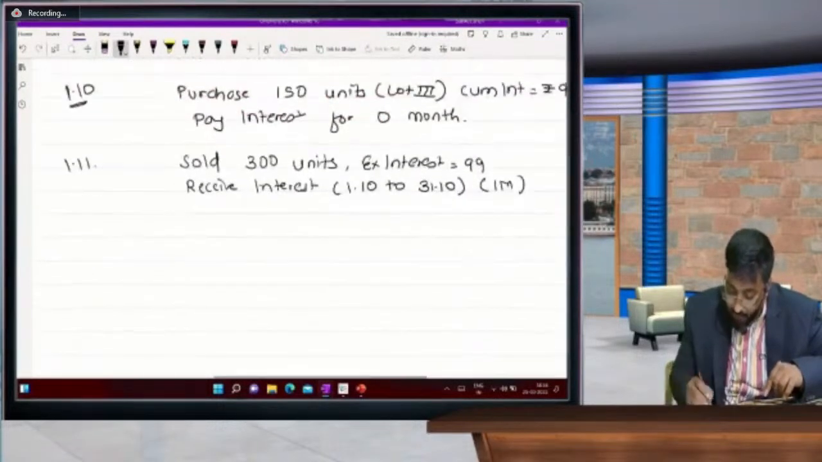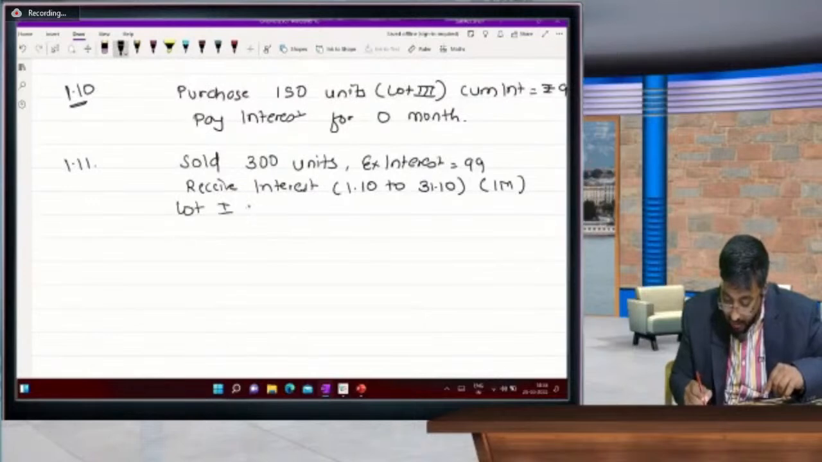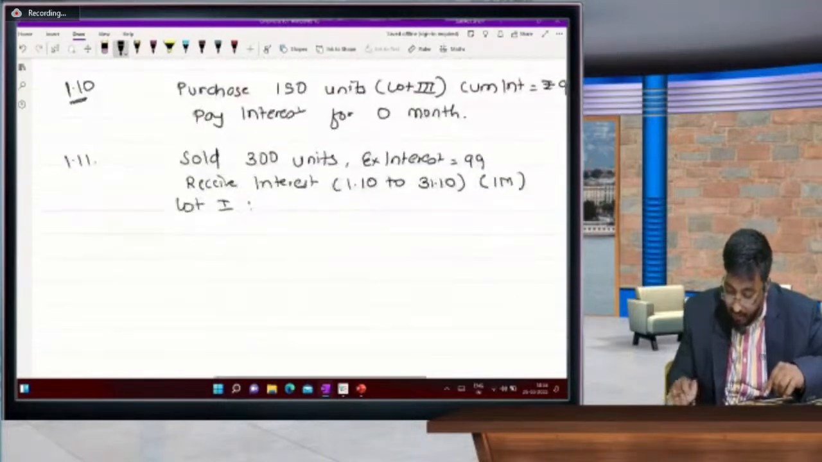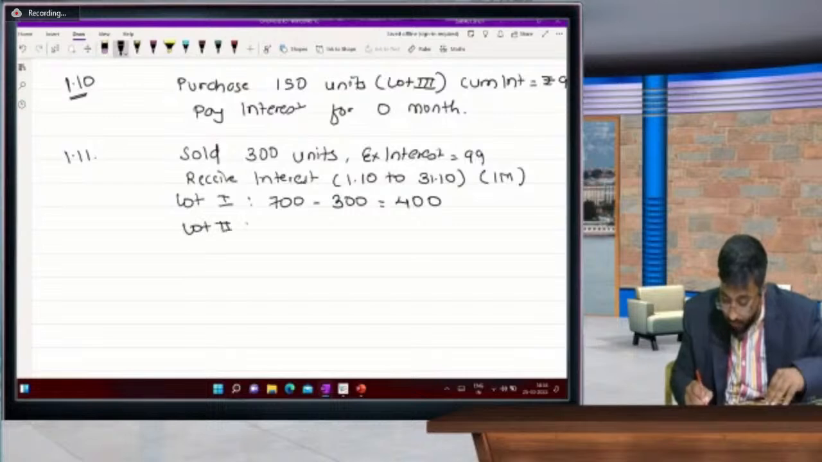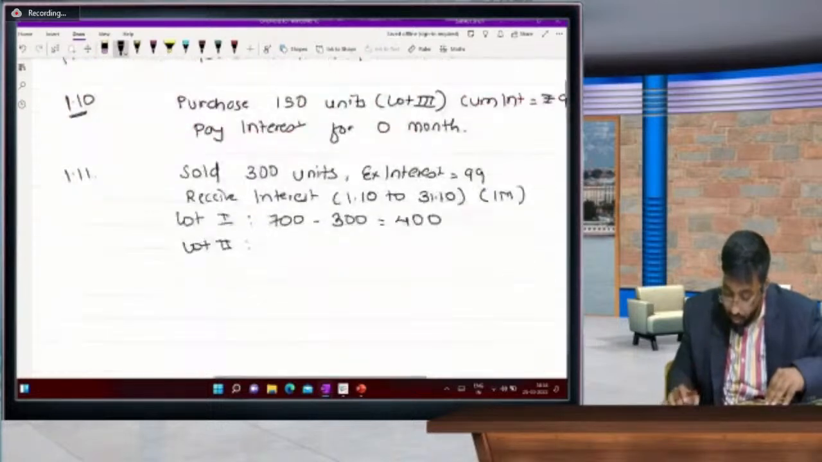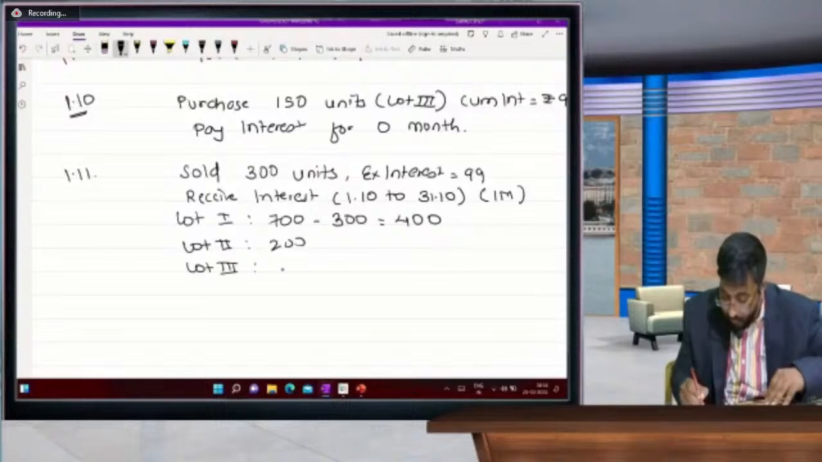Okay. So now you will sell from lot 1. How much was left in lot 1? Lot 1 is of 700 units. Out of that you sold 300. So 400 remain. Lot 2, 200. And lot 3, 150.